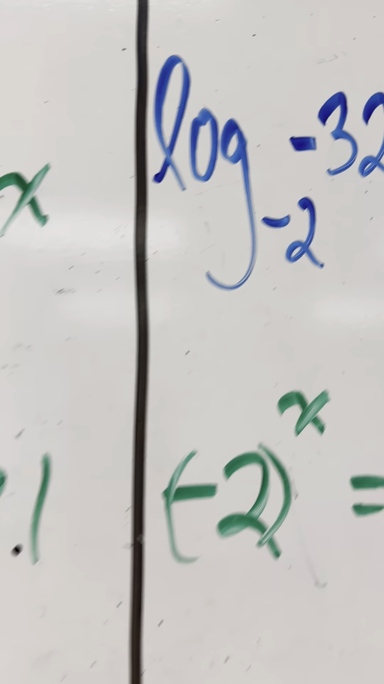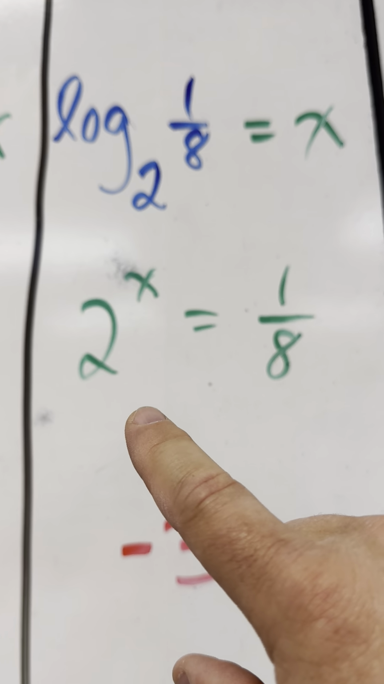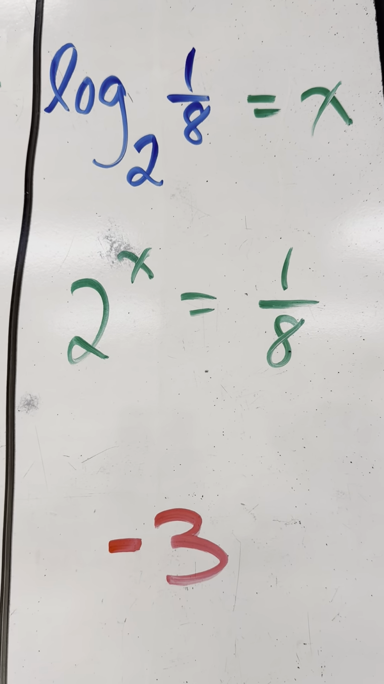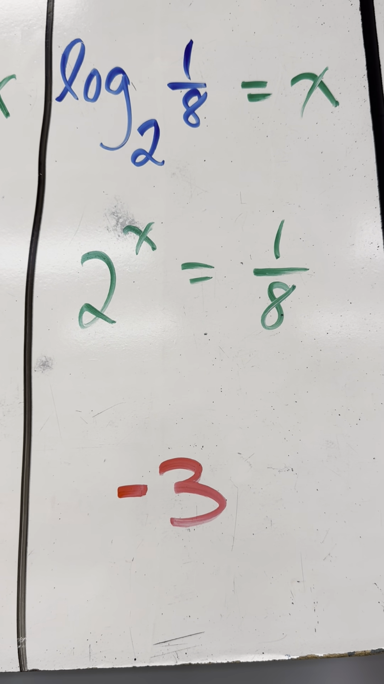Don't let this throw you off. 2 to the what power equals 1/8? 2 to the negative 3rd, right? Because when you do 2 to the negative 3rd, that's 1 over 2 to the 3rd, or 1 over 8.